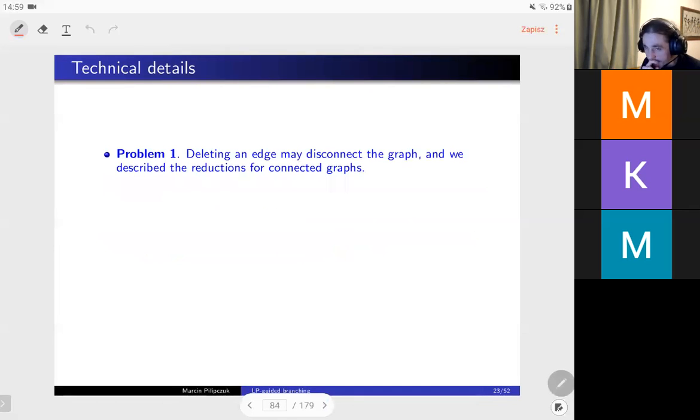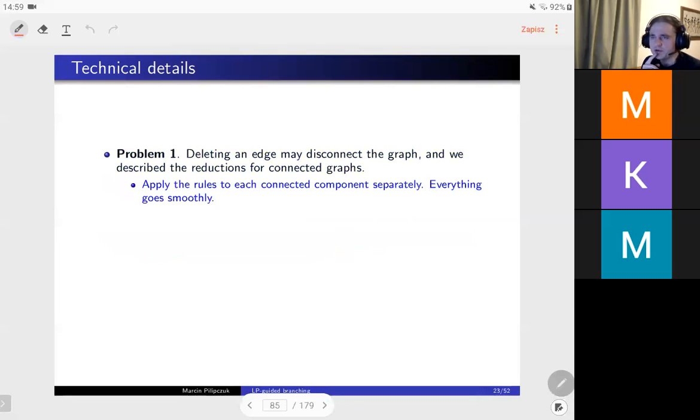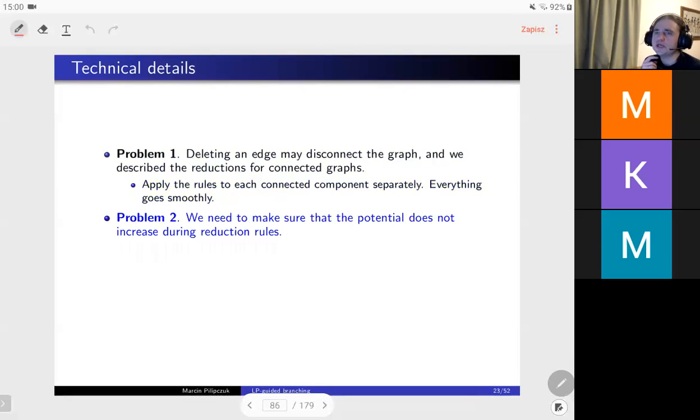So there are two things I swept under the rug during this discussion. The first thing is that at some moment I talked about connected graphs and then started deleting edges, so the graph can become disconnected. But I described the algorithm for connected graphs, and actually you split into connected components separately and everything goes smoothly. It's just a syntactic, fake problem. The other problem is that you need to check that the reduction rules do not increase the potential. Because if the reduction rules do something wrong with the potential, the analysis goes haywire.